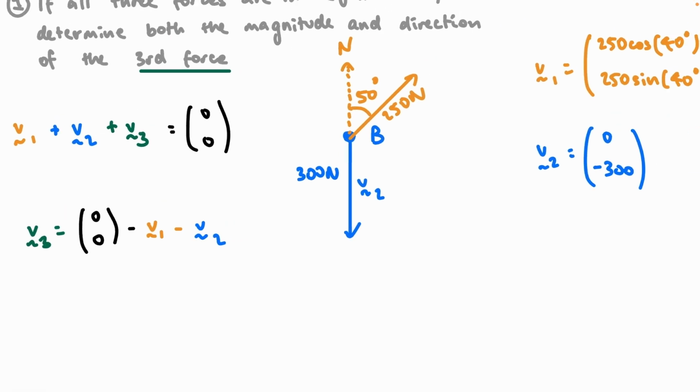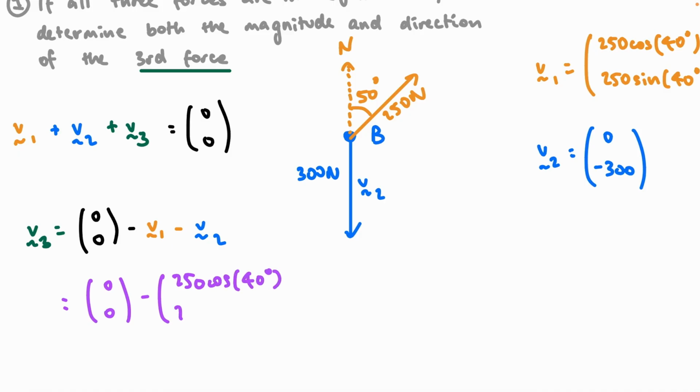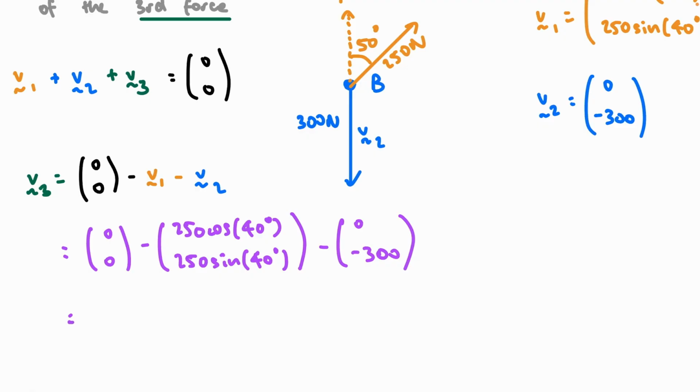We knew, I'll do it all in a different color, maybe light blue or purple. Vector 3 is simply going to equal 0, 0 minus 250 cosine of 40 degrees, 250 sine of 40 degrees, minus 0, minus 300. Now all we have to do is subtract the i components together, and subtract the j components together.